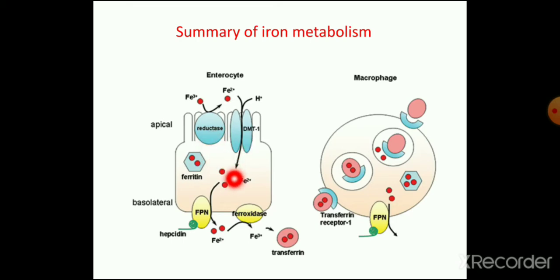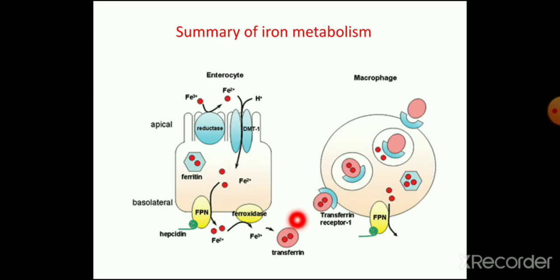Then whenever there is a requirement of iron in the body, it will be released as ferrous iron, passing through the basal membrane of the mucosal cell, and from the outside it binds with transferrin, which is a blood protein. There again ferrous is converted to ferric by ferroxidase, which is the activity of ceruloplasmin, a plasma protein present in the blood. Then two ferric atoms combine with the transferrin, which is the transport form.